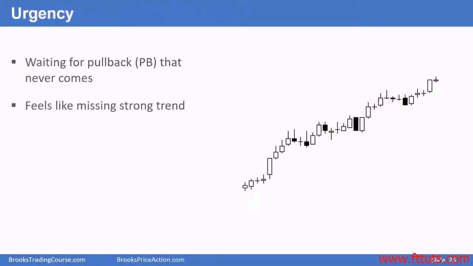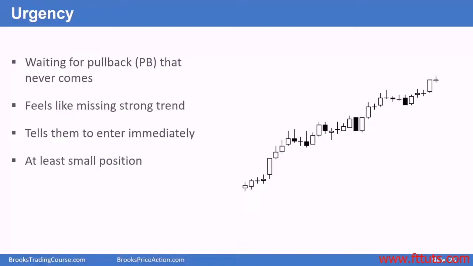On the other hand, if you have a sense of urgency, like, oh, I got to wait for a pullback, this is going up far too fast, and my stop is too far away, I don't want to risk that much. Whenever you have that sense that you're missing a strong trend, the best thing to do is just trade immediately at the market. Buy at least a small position, use the appropriate stop. So that sense of urgency is telling you that you have to get into the position. In this case, you have to get long at least a very small position.